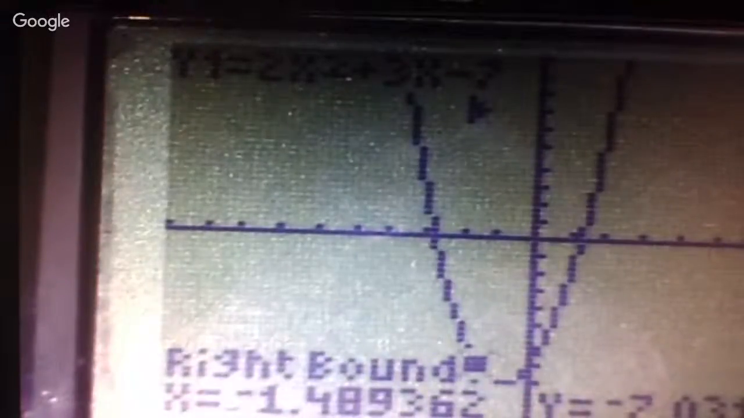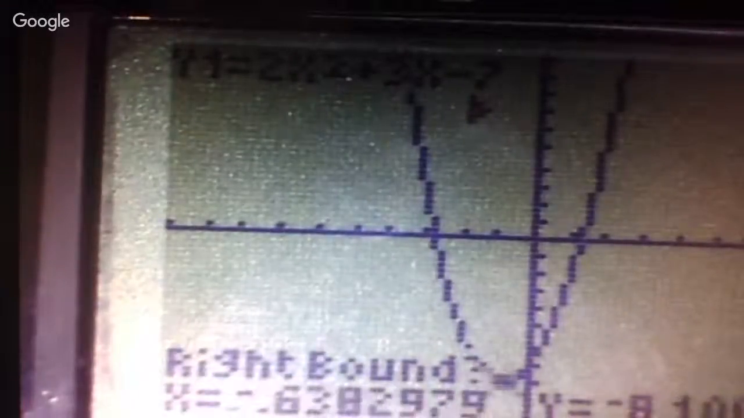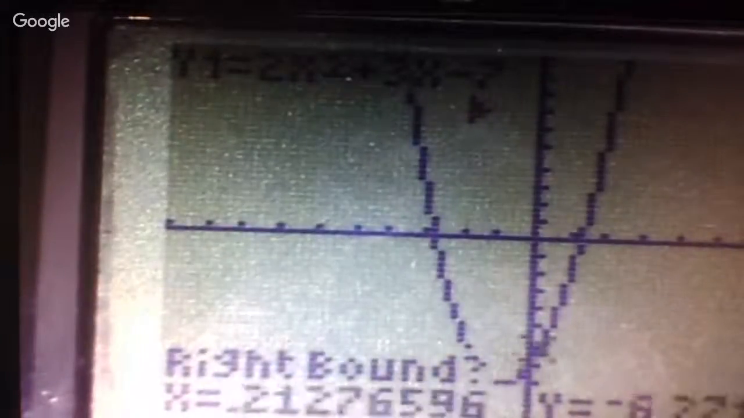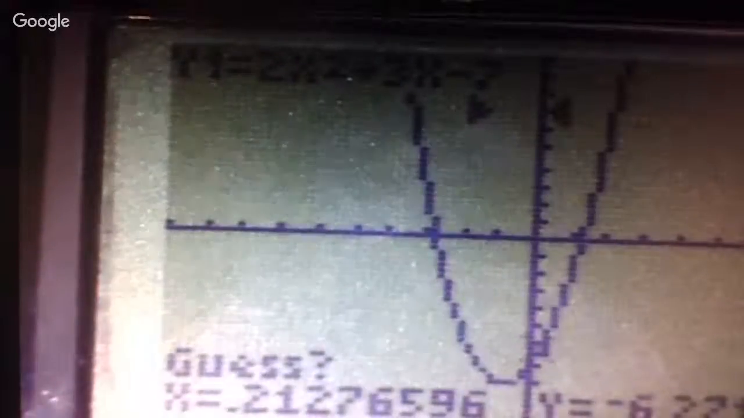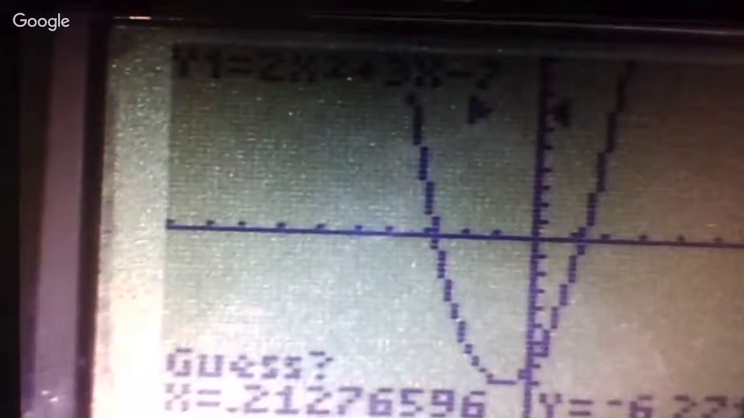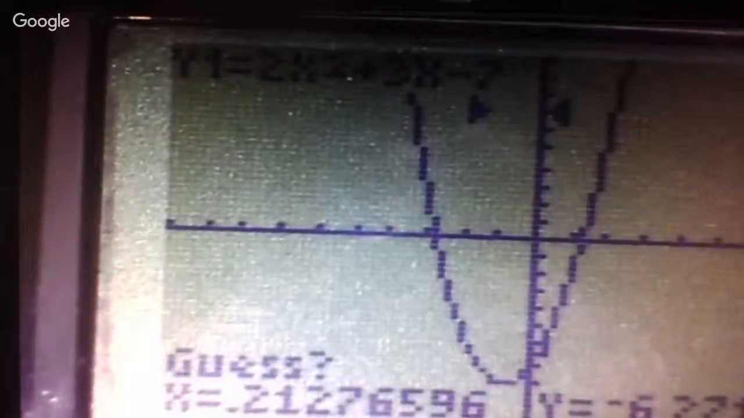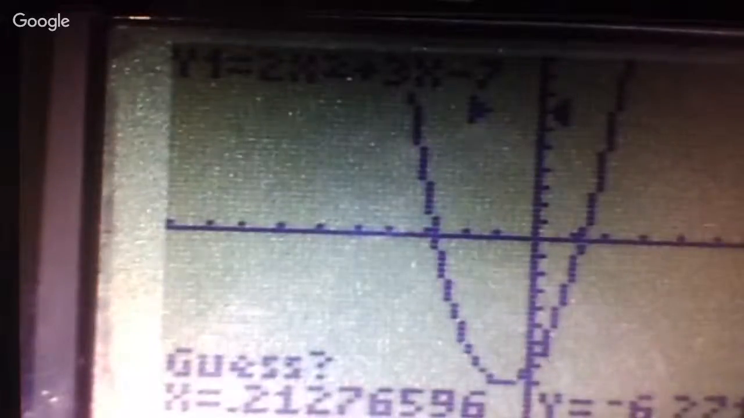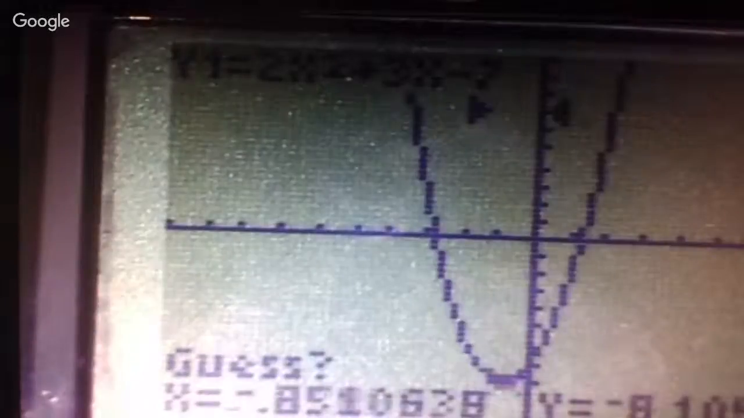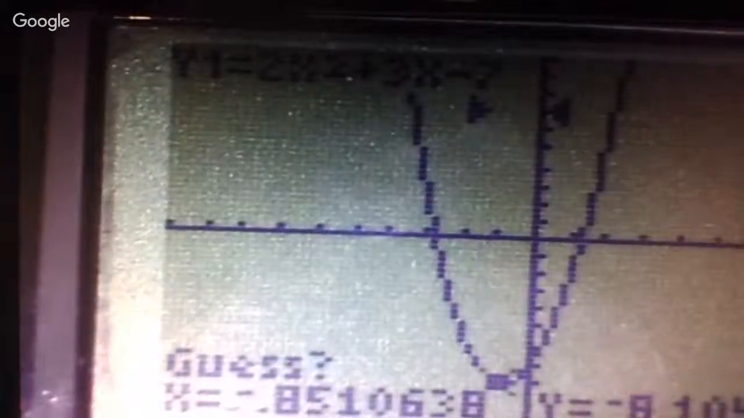Okay. Take it back to the vertex. And now I want to go to the right of it and hit enter. You can go more than 3 spaces. I suggest 3, but you want to go to the left of it and you want to go to the right of it. Is it a different number? Okay. No, it should give you the same exact number. Go back to the vertex as close as possible and hit enter.